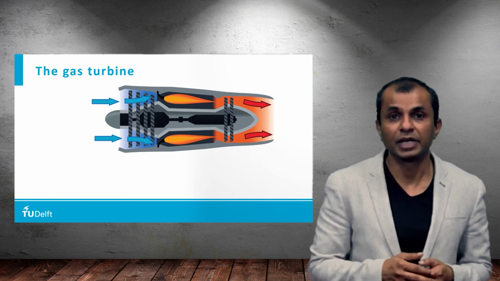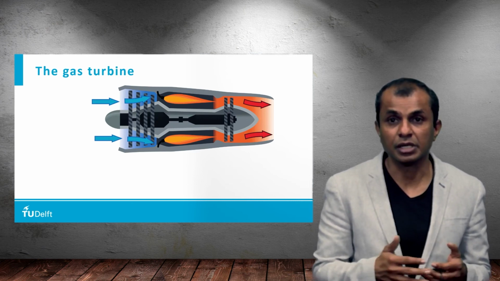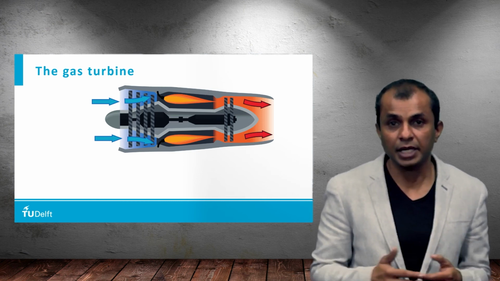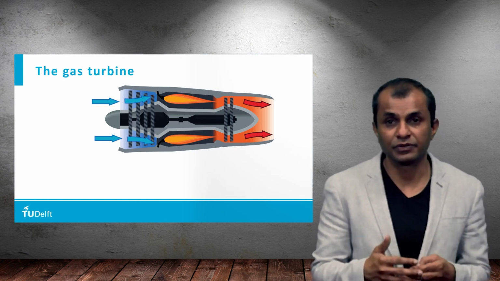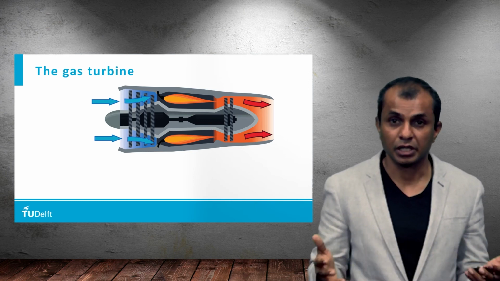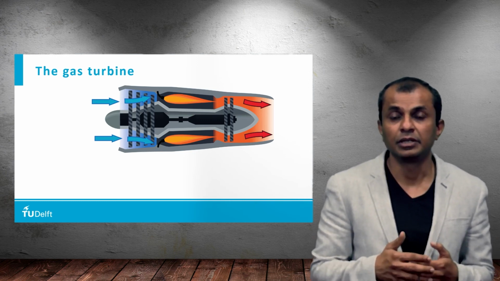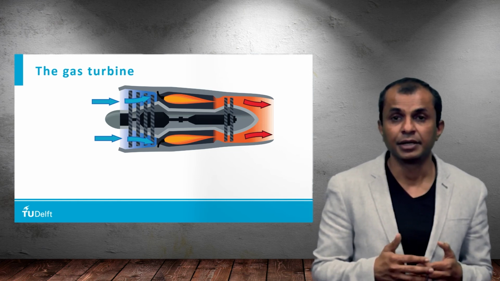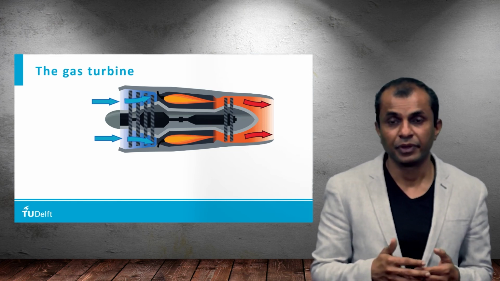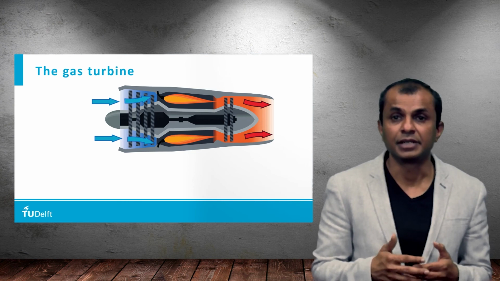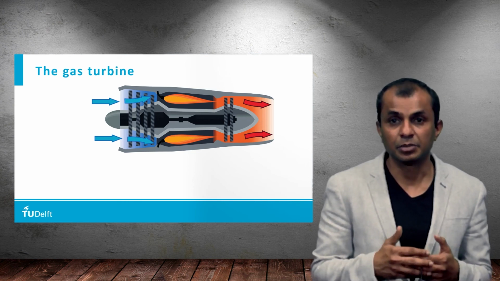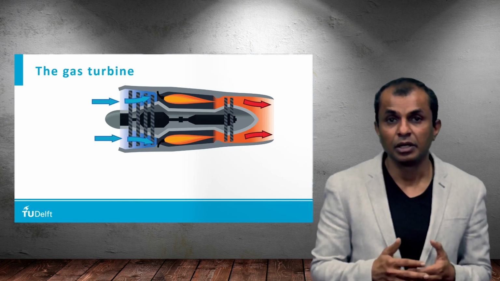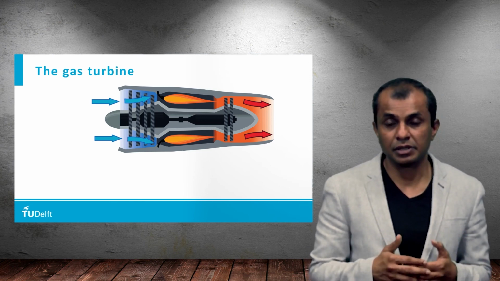This is a schematic of a gas turbine. Again, you see the air is going inside the engine. There are a set of compressor blades which will increase the pressure of this fluid. Then there is a combustion chamber. In the combustion chamber, fuel is being burnt. This high pressure air is taken to higher temperature. After the combustion chamber, there is a turbine. The turbine extracts power from this high pressure, high temperature air to drive the compressor.